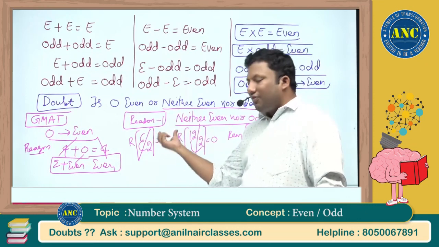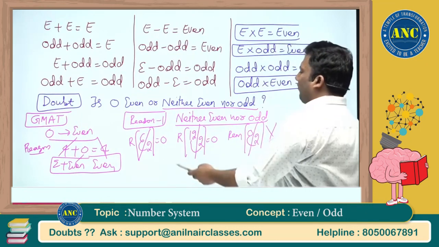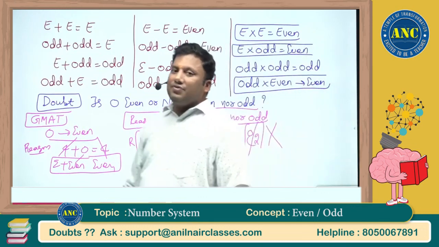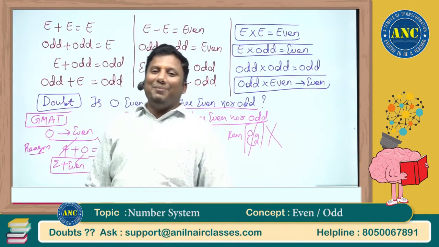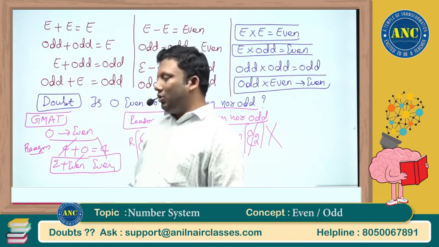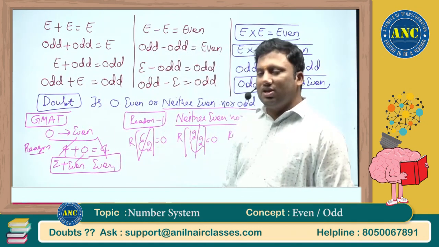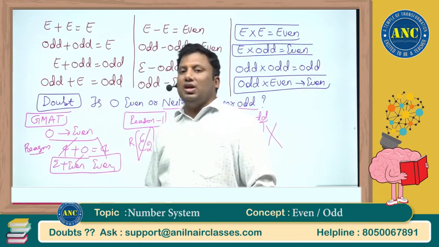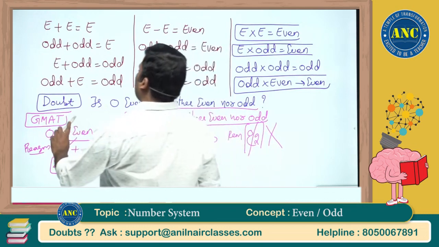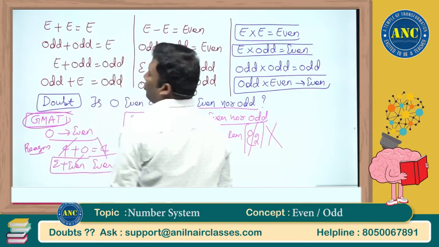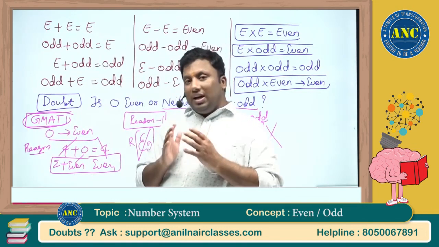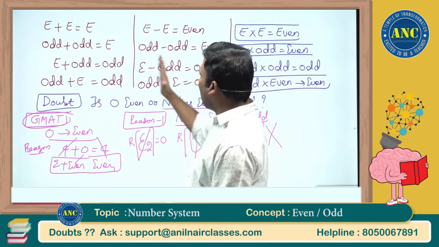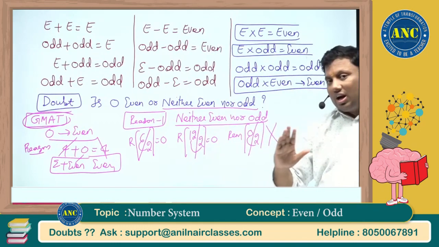But if you consider it from this point of view also, a factor is always less than the number. If 0 is an even number, it should be perfectly divisible by 2. So can a factor exceed the original number? No. Similarly, only in the case of the GMAT exam, 0 is an even number. In all Indian examinations, 0 is neither even nor odd. I hope the idea is crystal clear to you.